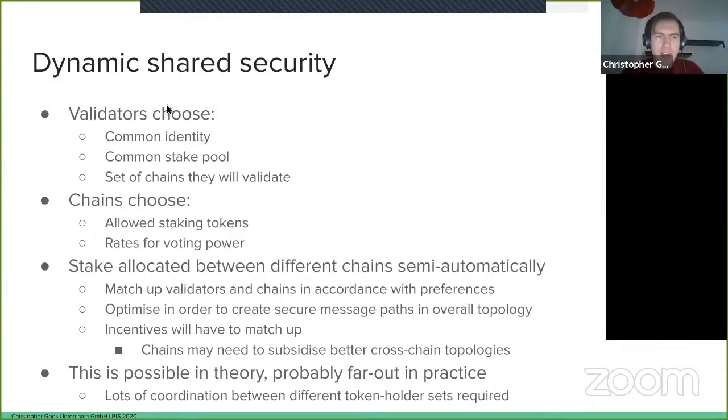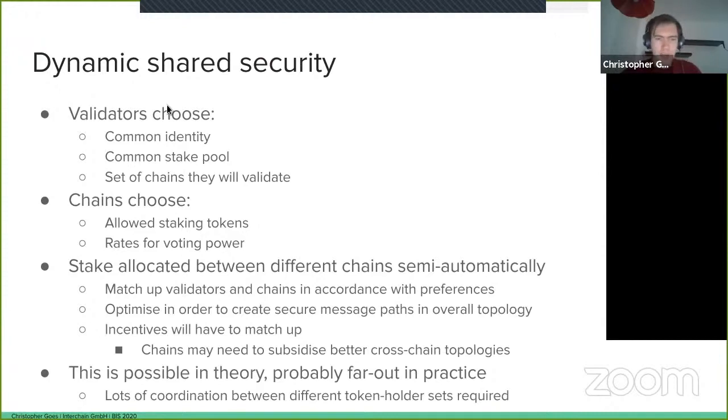This would look like validators choosing a common identity, so a way to assign themselves signing keys on all of these different chains, and validators choosing what kinds of stake they're willing to put up, a set of chains they will validate, but not specifically assigning specific amounts of stake to specific chains. Chains then would choose what staking tokens are allowed and what rates those staking tokens translate into voting power on that particular blockchain.